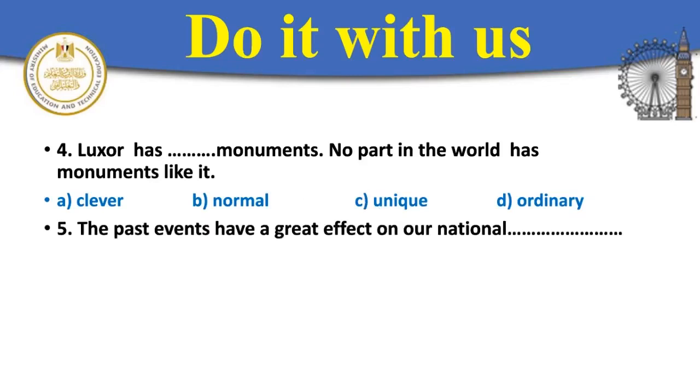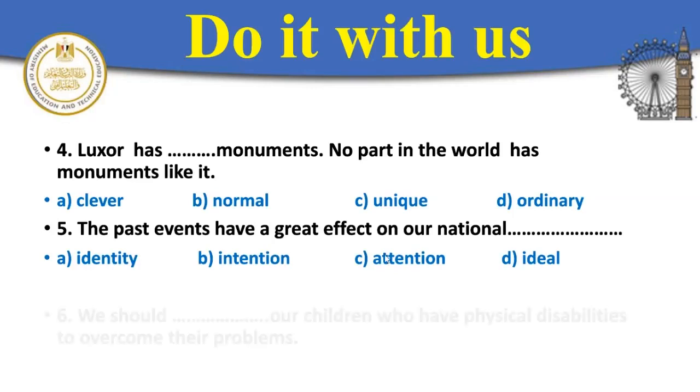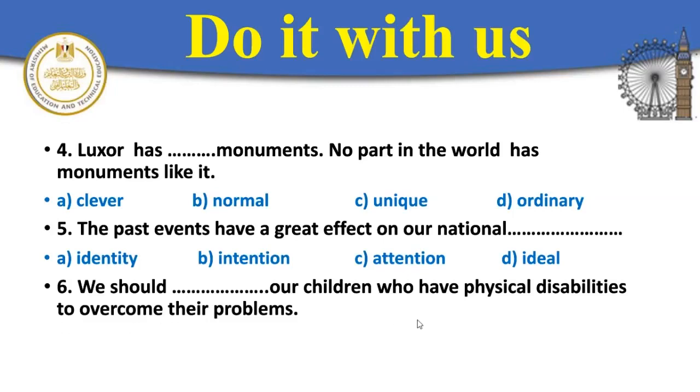The past events have a great effect on our national blank. National what? Yes, let's see. Identity, ID. National identity. Past events affect our national identity. Who we are. So what happened in the past affected our identity. So everyone knows us and our world. We should help our children who are physically challenged to cope and to overcome their problems.